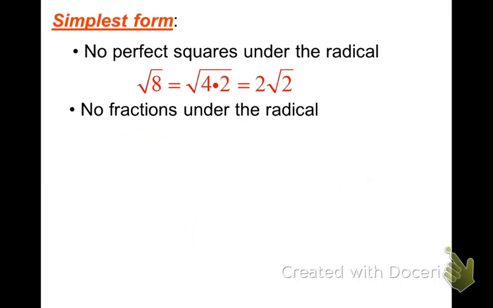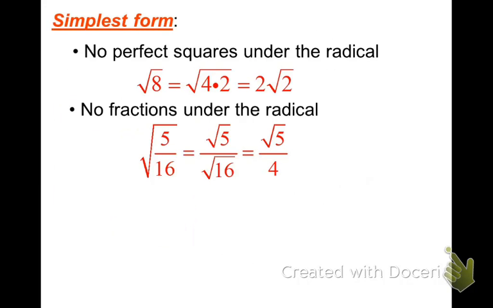You're also not allowed to leave a fraction under the radical. So in this case, we start off with the square root of 5/16. We look at that and we say, is it simplified? Well, no. Why? Because there's a fraction under the radical. So the first thing we do, using our tool from the slide before, is break that into radical 5 in the numerator, radical 16 in the denominator, and thank goodness the square root of 16 is 4, because now we're done.